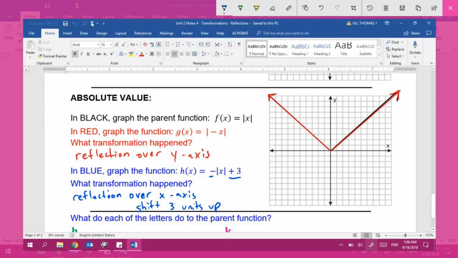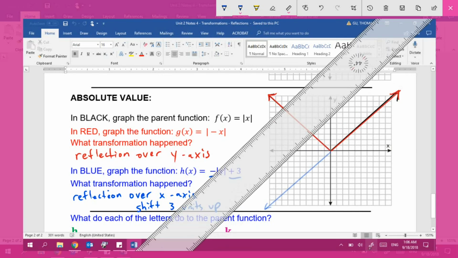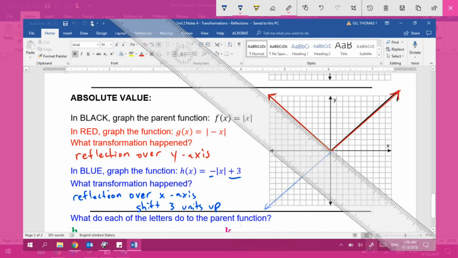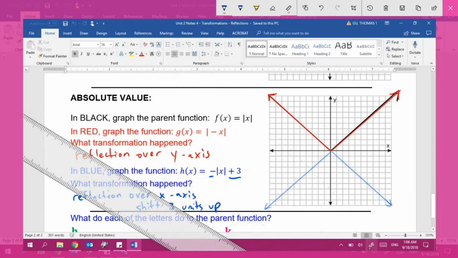So watch this. I'm going to do it in pencil first, and then I'm going to erase that and go into the pen. So reflection over the x-axis would first just look like this. Right? This is the reflection over the x-axis. But that's not it. It also tells me to shift 3 units up. So then from here, I'm just going to move it 3 units up.